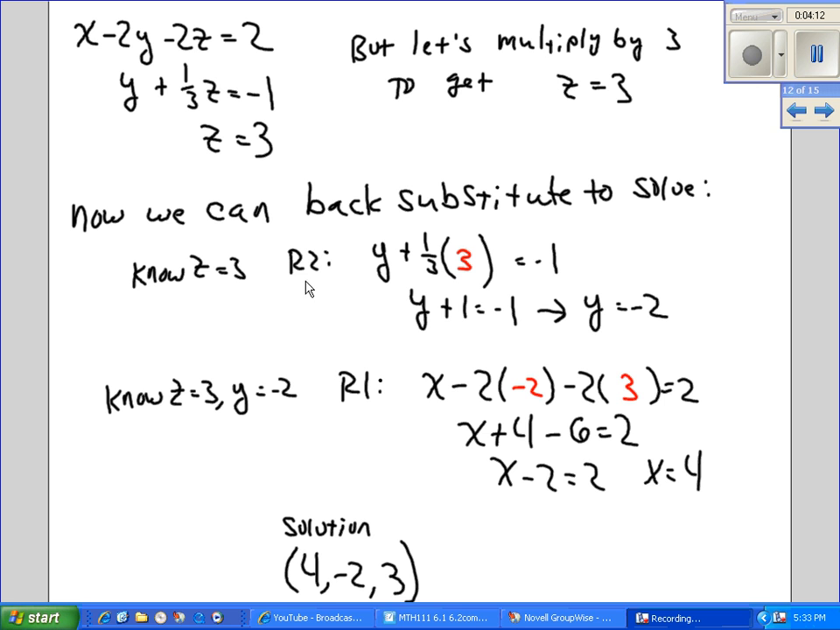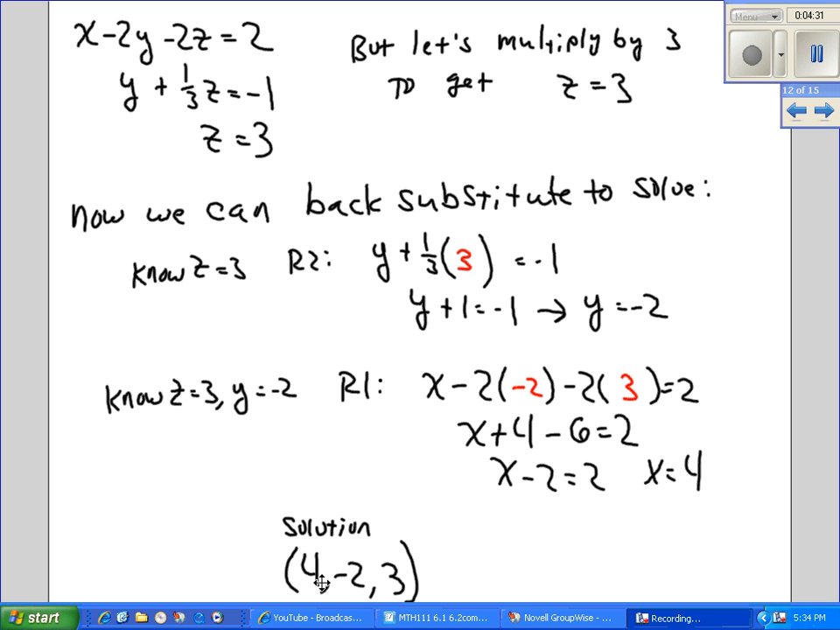Since z equals 3, if I go to row 2, which only had y and z, let z equal 3 in row 2, and then I can solve for y. Now I know what z is and what y is. Now I can go to row 1, put in my value for y, put in my value for z, and then I can solve for x.